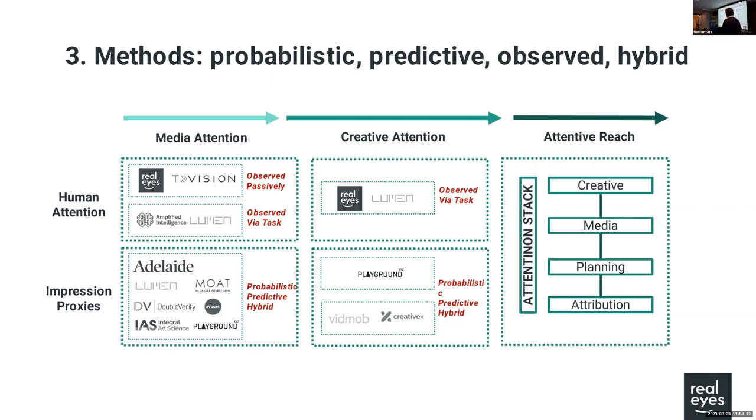So probabilistic, predictive, observed, and hybrid. Those are the major methodologies, if you were to segment them, that are used in producing attention data. Can I take interaction data to predict what attention will probably be? Can I predict attention based on the creative variables within an advertisement? Can I observe the attention and then measure it off an actual human? And then hybrid, how do I throw things together, mash them up, and create something uniquely valuable?